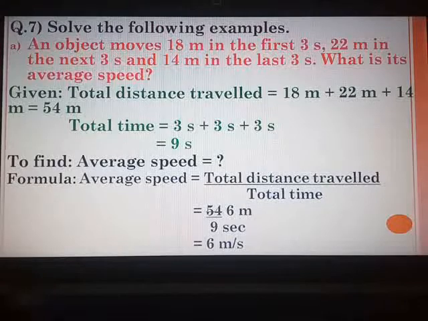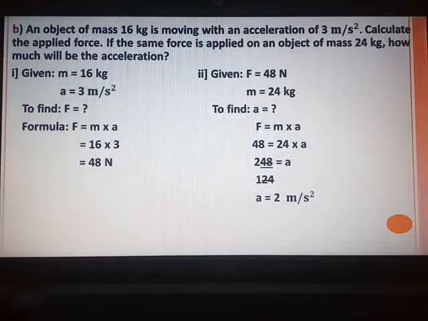A very simple sum. Similar to that, you have one more example, 7D. We will move towards that later. Now we move towards the next sum, question number 7B.